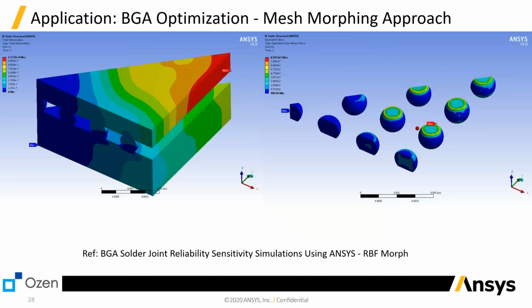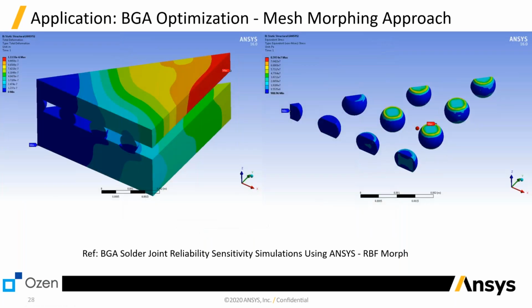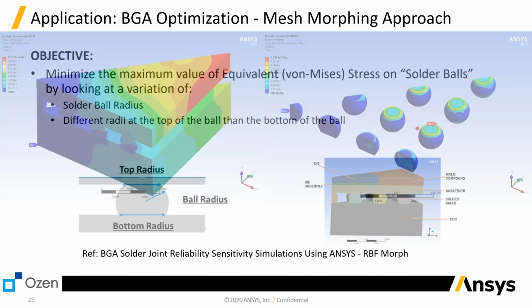In this case, you basically model the assembly, the solder joint connections here, where we have the solder balls, a substrate, mold compound, a die, underfill, and the PCB. And then we do a simulation. We come up with the stresses and see where the stresses are high. In this case, the temperature is brought up to a higher temperature, and the stresses go up in the solder joints.